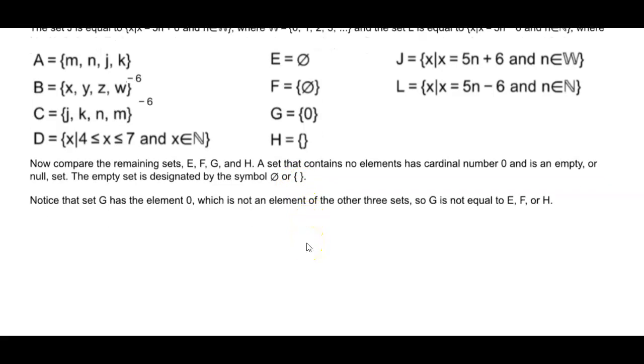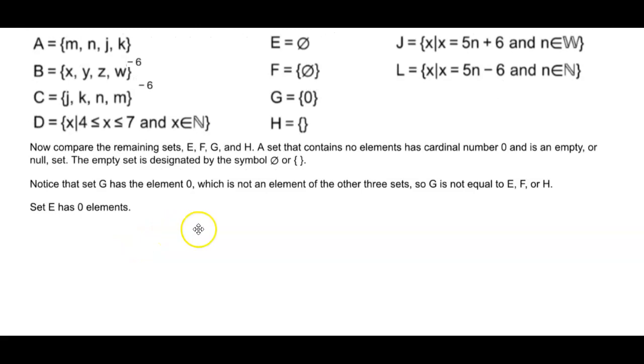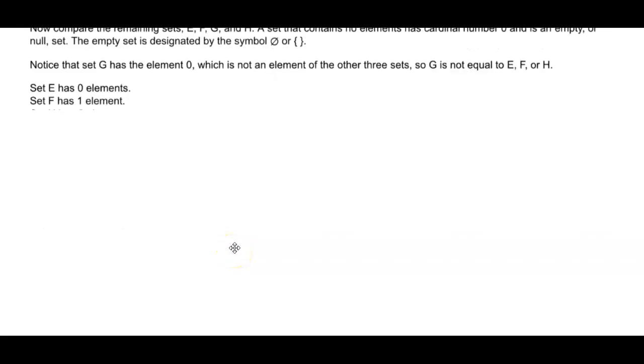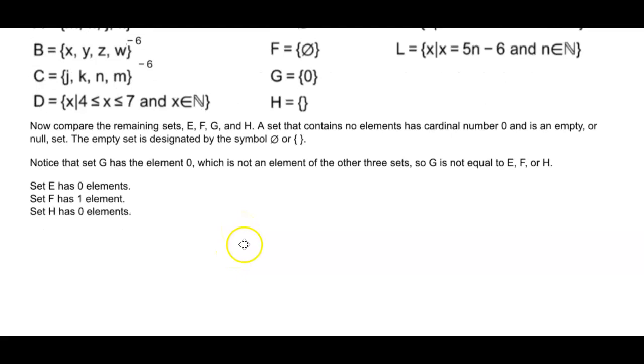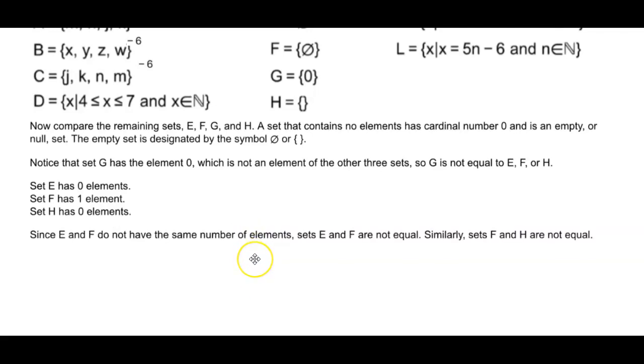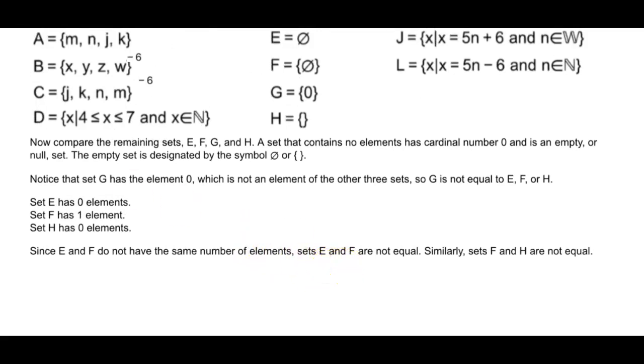Now notice that set G has the element 0, which is not an element of the other three sets. So G is not equal to E, F, or H. Now set E has 0 elements. Set F has 1 element. Set H has 0 elements. Now, since E and F do not have the same number of elements, sets E and F are not equal. Similarly, sets F and H are not equal.